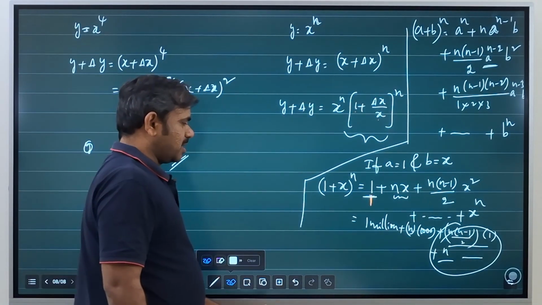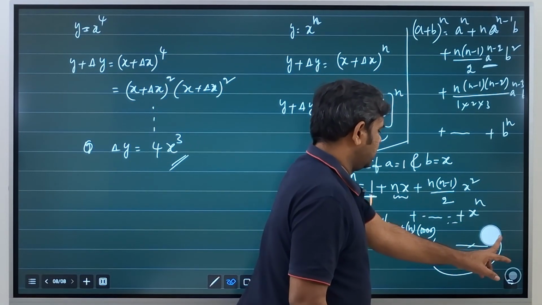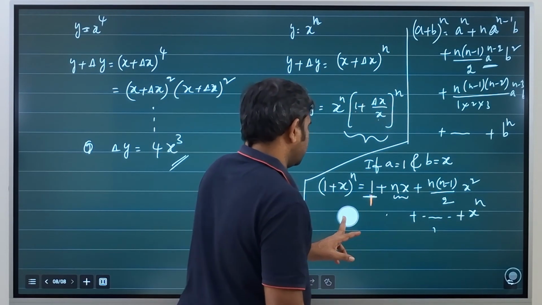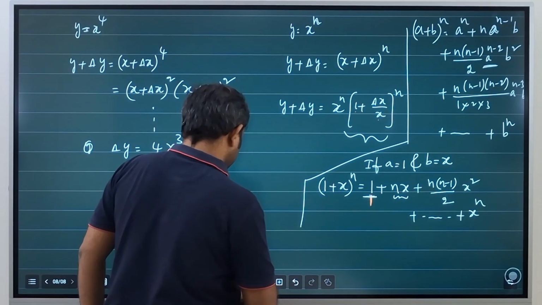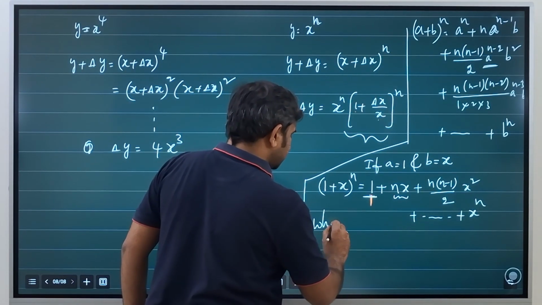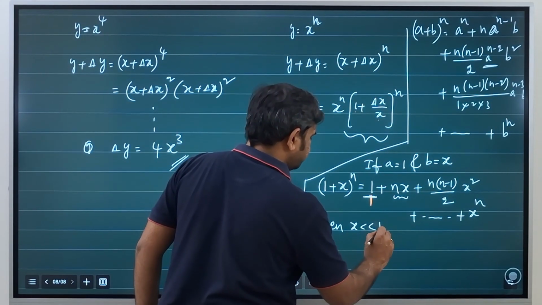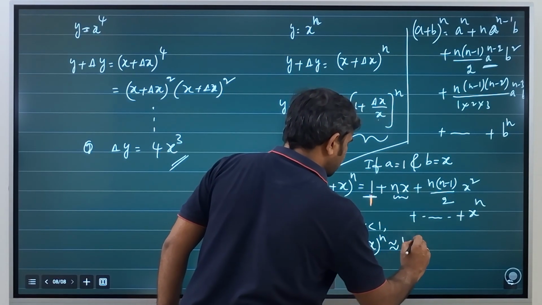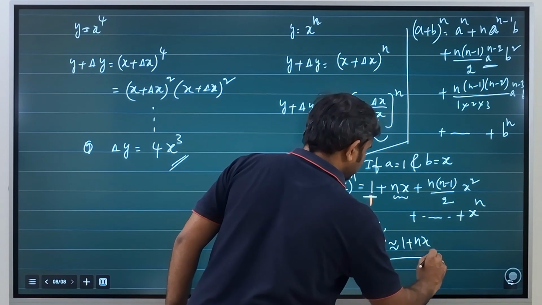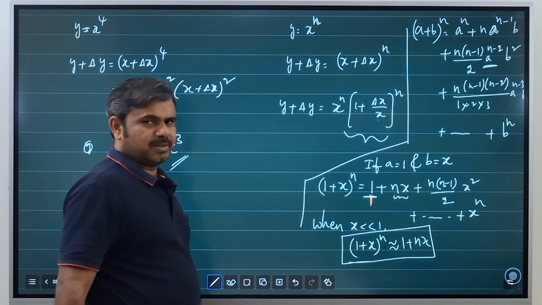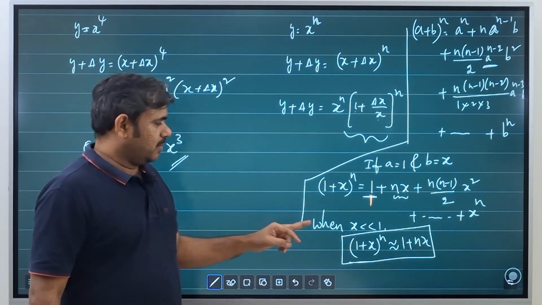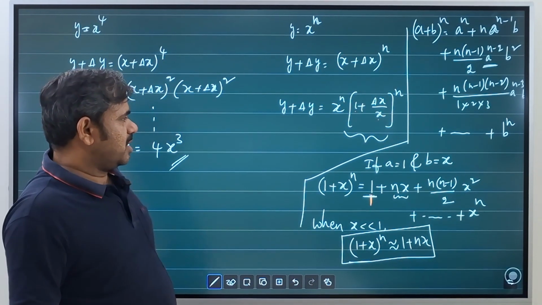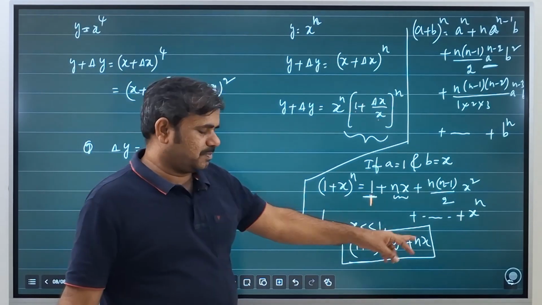So when higher order terms are neglected, we can say that for x much less than 1, (1 plus x) whole power n is approximately equal to 1 plus nx. This is one of the most important approximations in physics. When x is much less than 1, (1 plus x) whole power n is approximately equal to 1 plus nx.